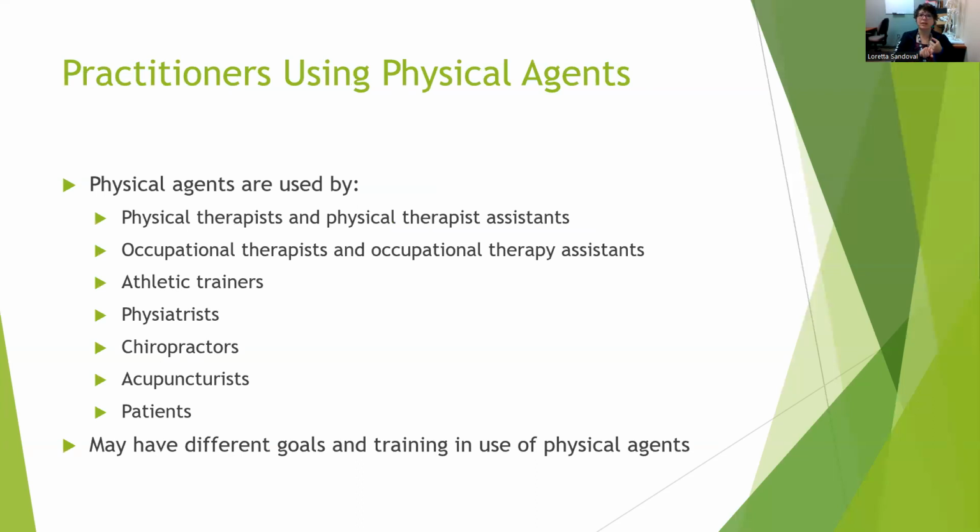So lots of different practitioners use physical agents. Of course, PTs and PTAs use physical agents. OTs and OTAs use physical agents. Athletic trainers do. Physiatrists, which are doctors that specialize in physical medicine. Chiropractors, acupuncturists, and patients themselves, the people that went on Amazon and got their e-stim machine. So every one of those people might have different goals and different training in the use of physical agents. So in order to make the physical agents part of our physical therapy practice, we have to define what our goals are, and we have to have a high level of training.